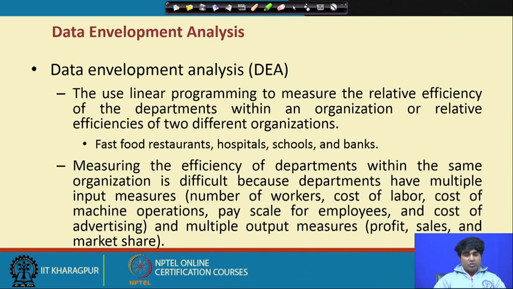That means the application again with respect to data envelopment analysis, where linear programming is used to measure the relative efficiency of the various departments within an organization, or the relative efficiency of two different organizations. So this is an efficiency measurement technique, but typically again linear programming and predictive analytics can be used to get efficient results, or the environment through which you can solve the business problem and come up with an effective management decision.